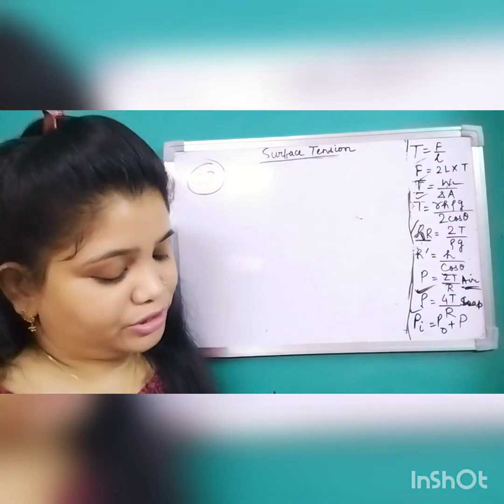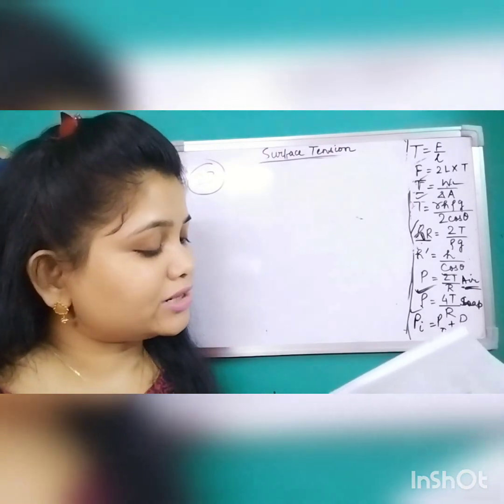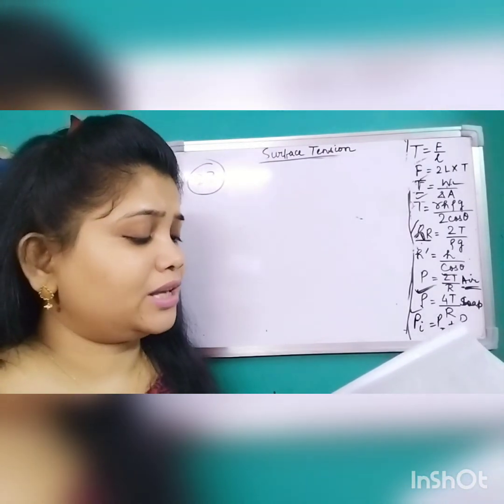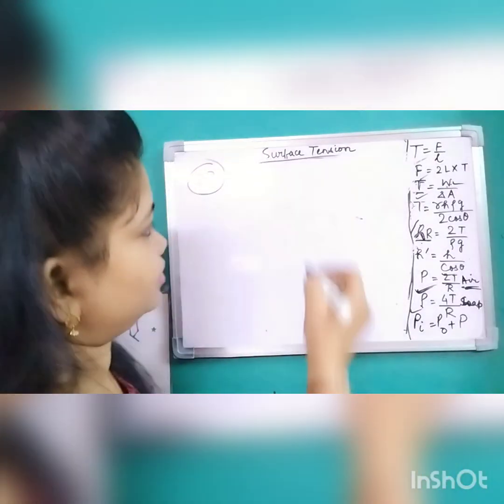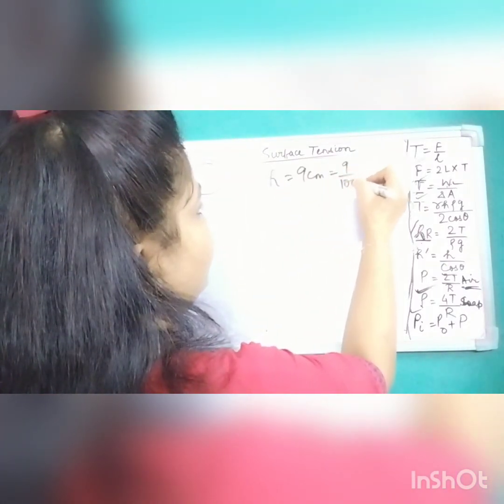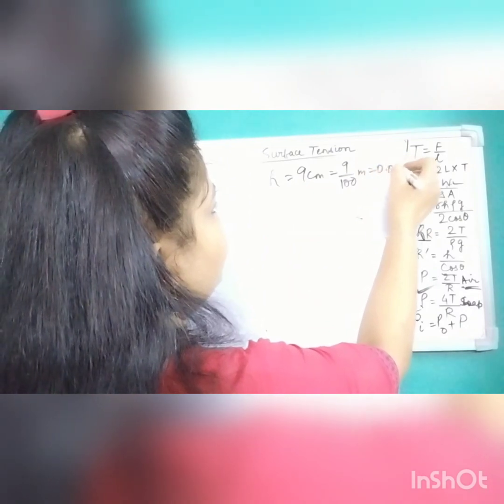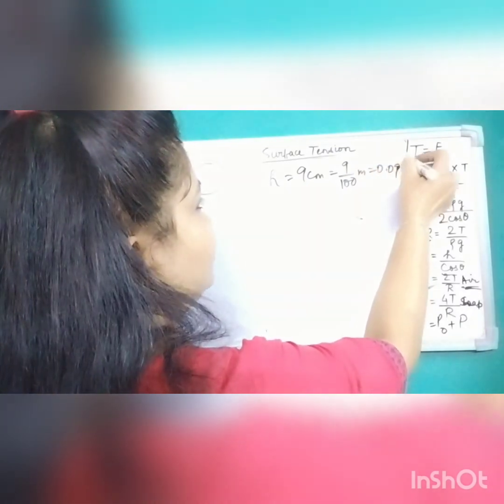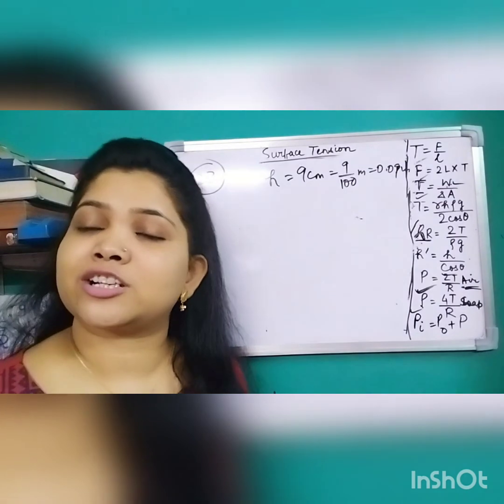Okay, sum number 23, let's do the sum. Water rises in a glass capillary up to a height of 9 centimeter. That means H is given as 9 centimeter, which is 9 by 100 meter, which is 0.09 meter. Whenever you get a unit, please first convert to a proper unit.